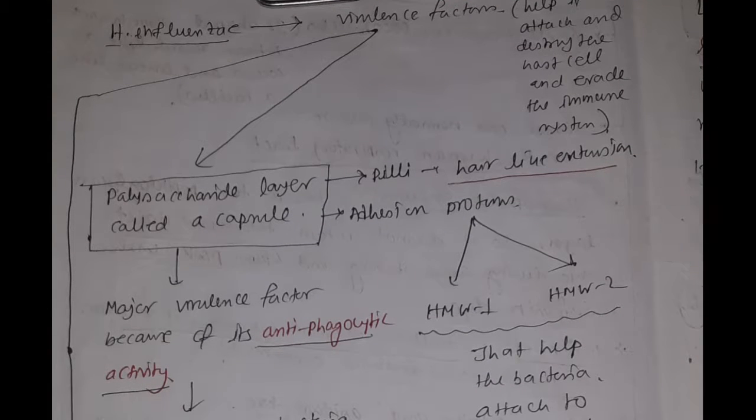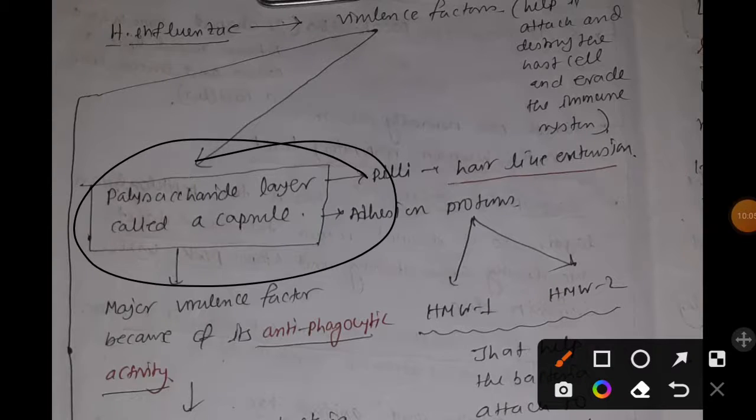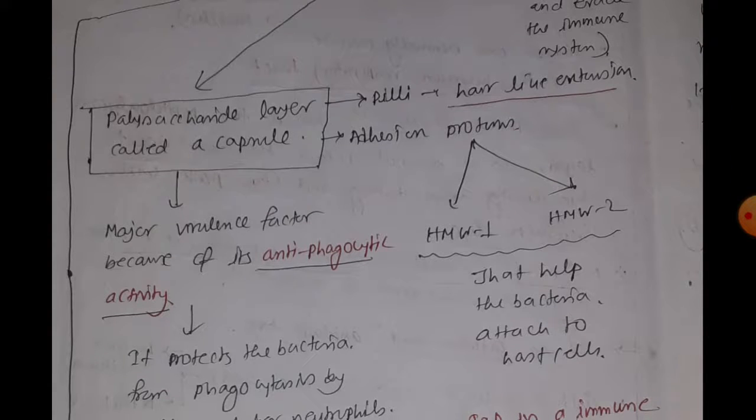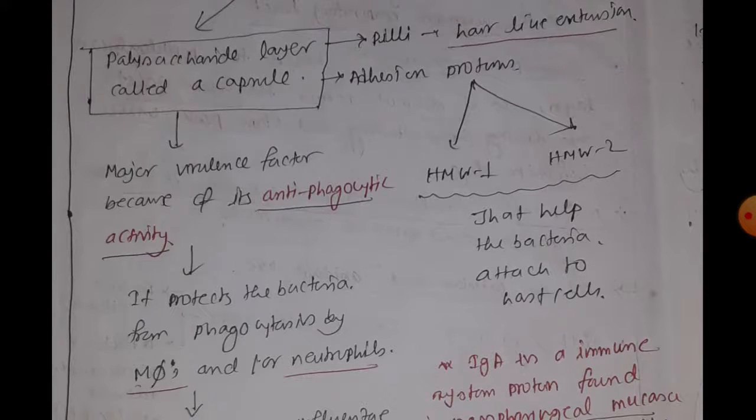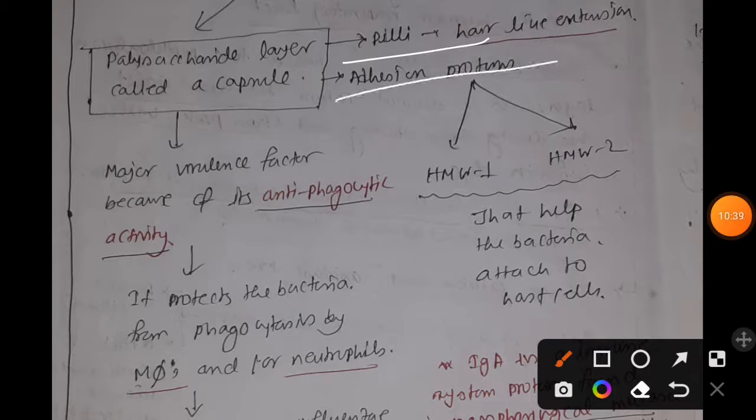First we discussed the polysaccharide layer called a capsule. This capsule has antiphagocytic activity, obviously not phagocytic activity. Antiphagocytic activity means it protects the bacteria from phagocytosis by macrophages and neutrophils. As a result, bacteria get the chance to attach to the epithelial cells of the airways. This attachment is provided by pili and adhesion proteins, that is HMW1 and HMW2.